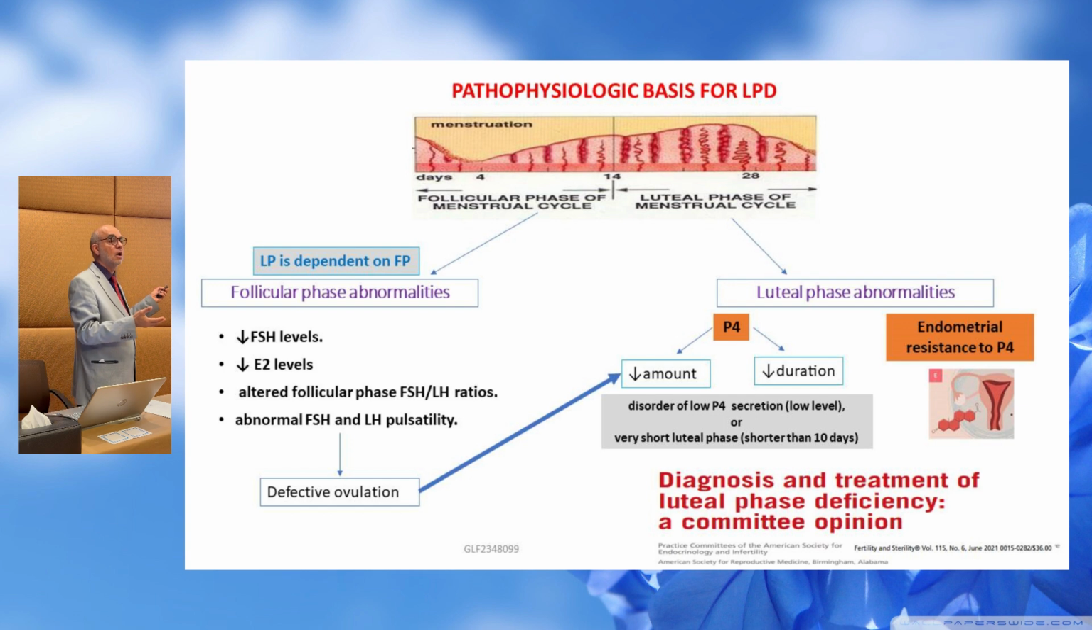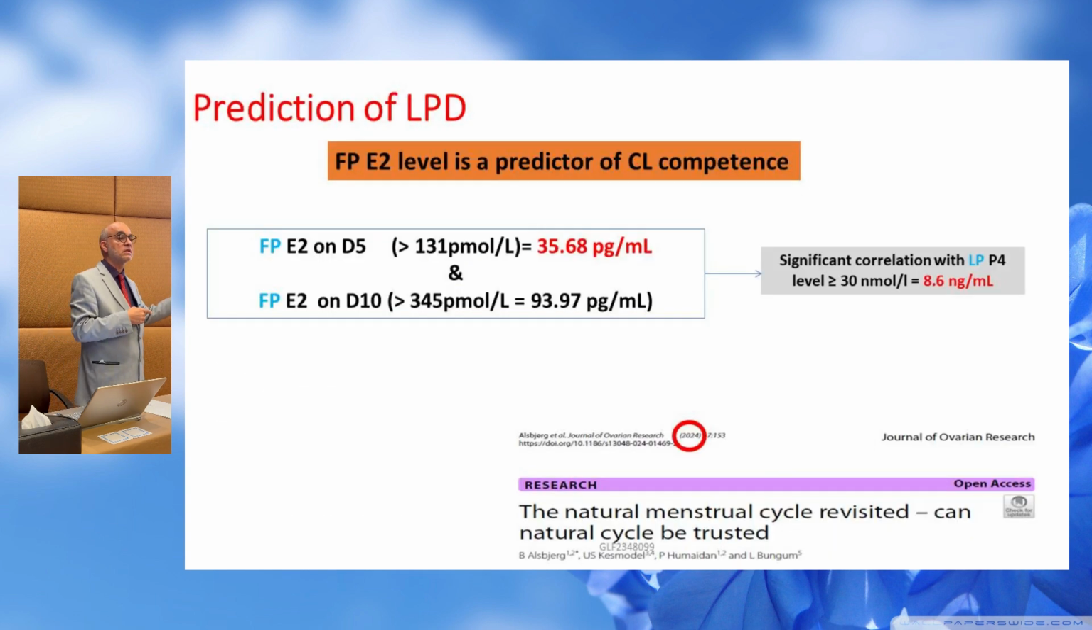If she has low estradiol or low FSH or altered LH-FSH ratio or not. If these factors are present, you have to expect luteal phase defect in the late part of the menses. So don't forget to look to the follicular phase. And that's why some studies try to predict luteal phase defect by looking at follicular phase measurements, the estradiol.